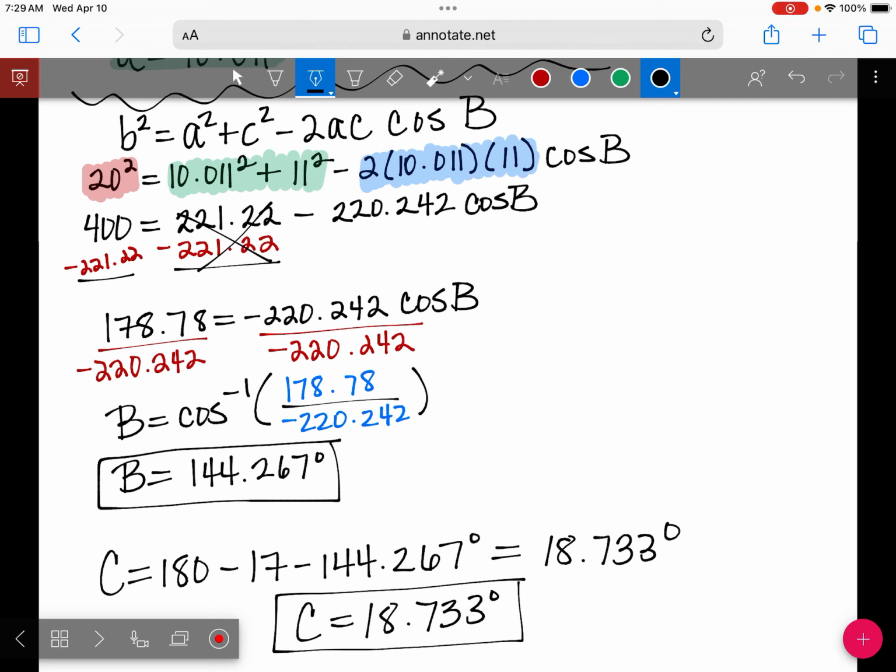I'll give you a minute to look at that, because if you didn't finish it, keep working through it. Because again, like I keep saying, using the law of cosines to find an angle is just a little bit more work, but you don't want to rush through it. And then of course, to find that last angle, you would simply use triangle sum.